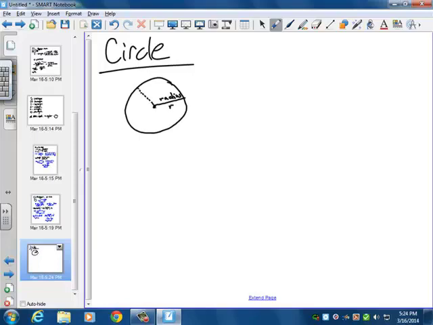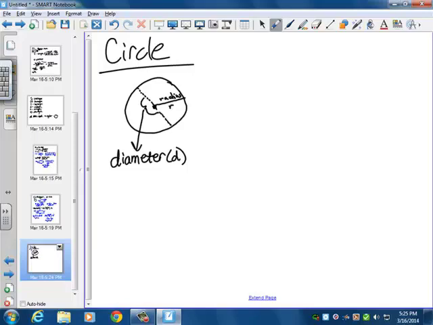Now, full length from end to end going through the center. I'm going to have to draw a little arrow here. This is called the diameter. Lowercase d. Okay, so from one end to another going through the center is called the diameter.